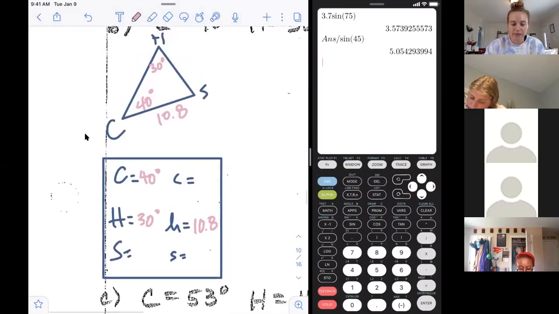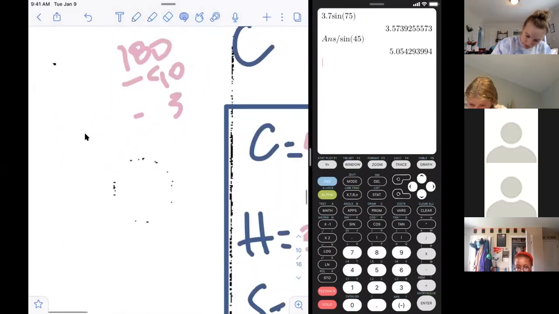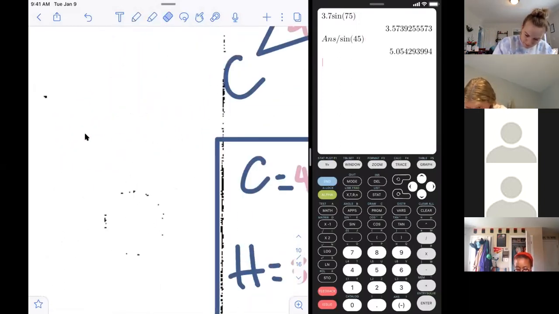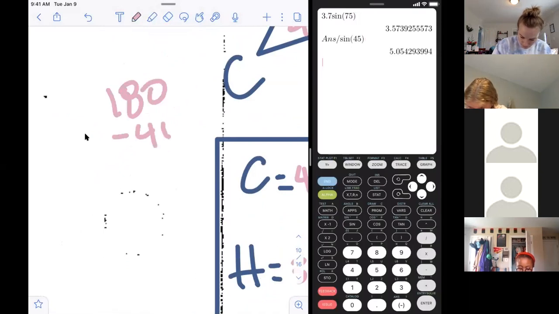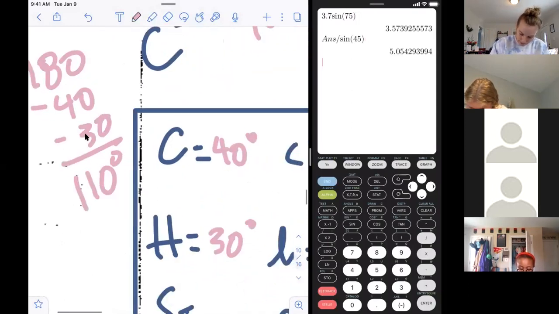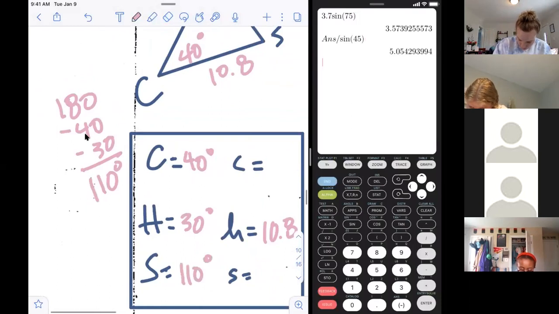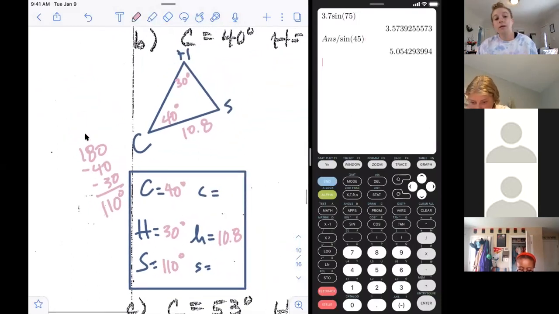I always think it's easiest to find that missing angle first and then do my two law of sines, but you can do whatever floats your boat. So I'm going to do 180 minus 40 minus 30. Let me try a little harder on my handwriting. 180 minus 40 minus 30, that's 110. I don't need a calculator for that. And then now I'm just going to do law of sines to find my missing sides.